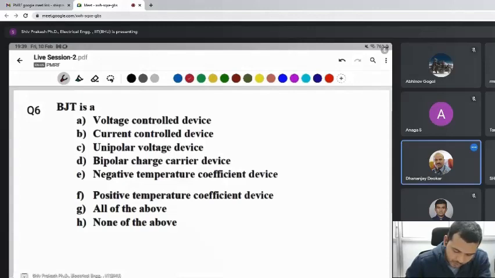Is it a voltage control device? It is not a voltage control device. It is a current control device.